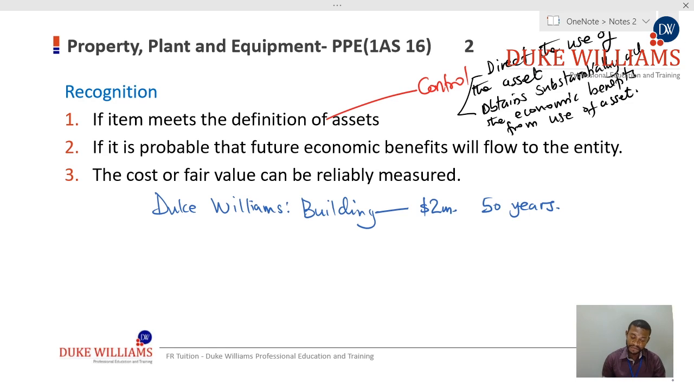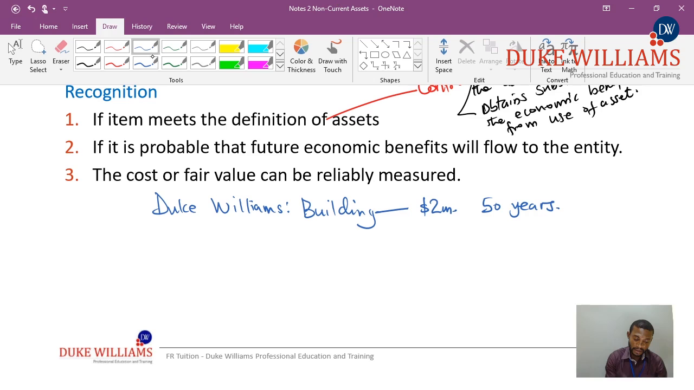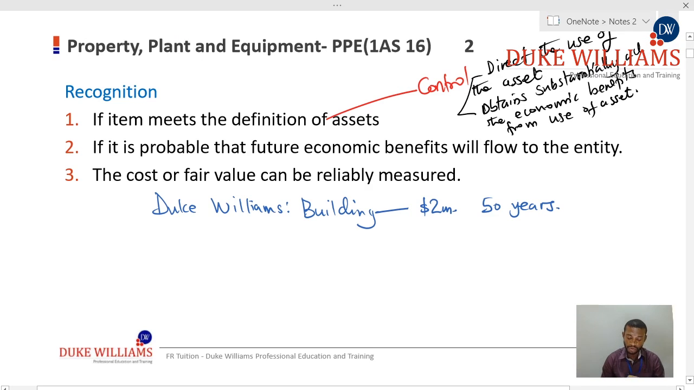Now, in terms of recognition, we have to ask ourselves, do we control it? Is it meeting the definition? Yes, it is a resource arising from what? So this is an economic resource.